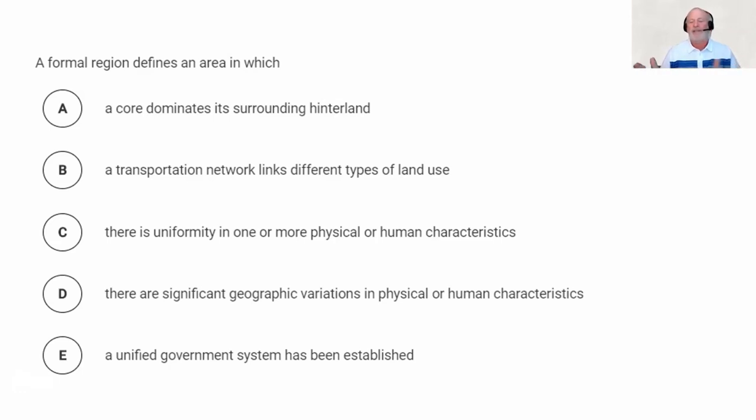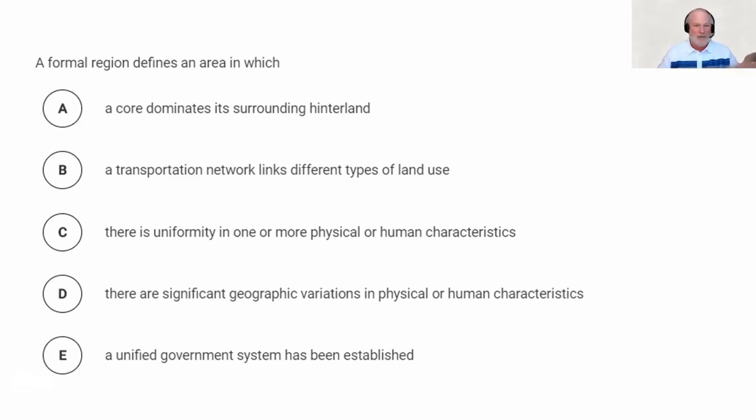A formal region defines an area in which, so pretty much our vocab word here, straight up definition. What is a formal region? And we have choices here: core, dominating, and surrounding hinterland. Remember, we did talk about cores, and there's a dominant area, and then prevalent, and then present and absent. Transportation network, uniformity of physical human characteristics, significant geographic variations in characteristics, unified government system. Notice that there are some great distractors here. In E, they've got the word unified, but it's only governmental, right?